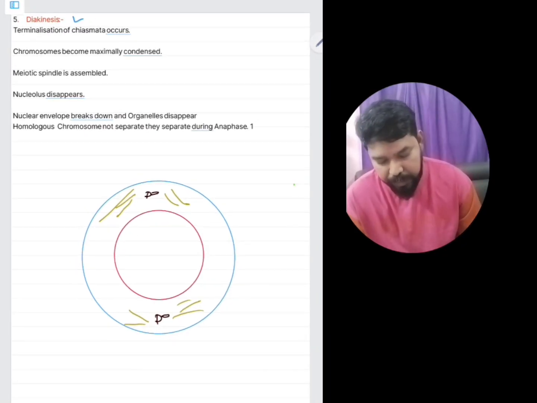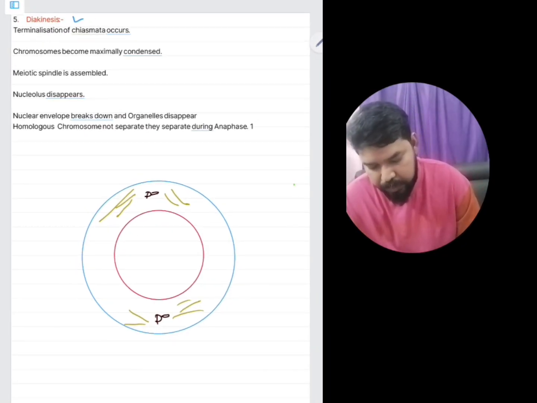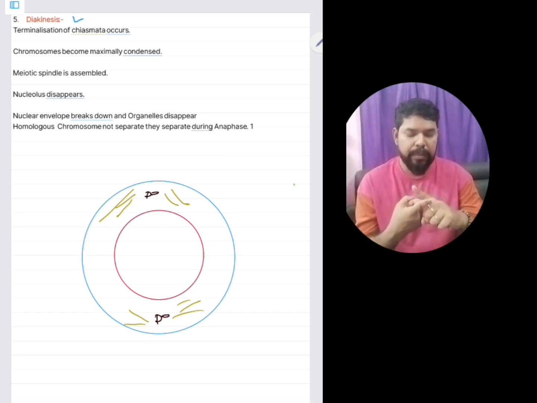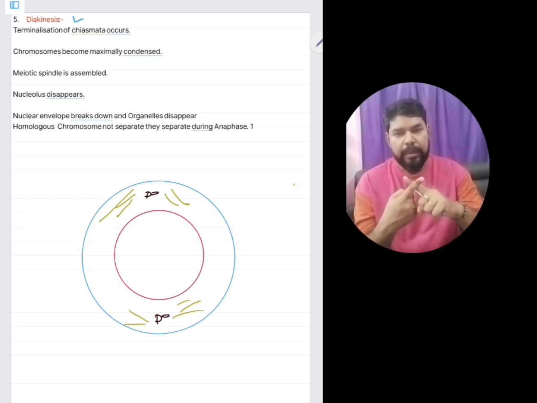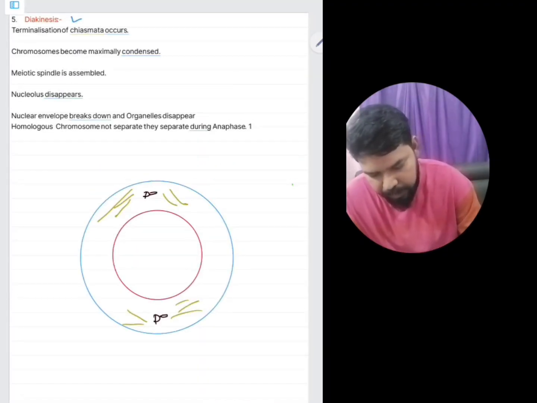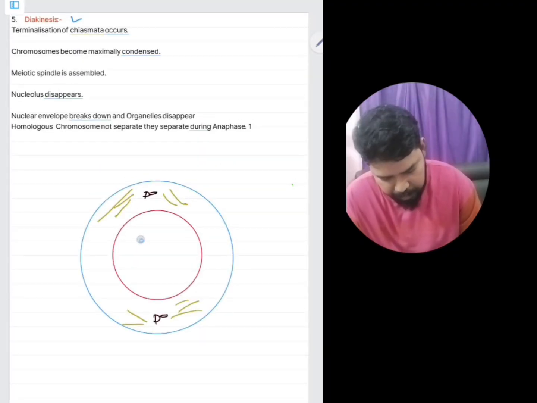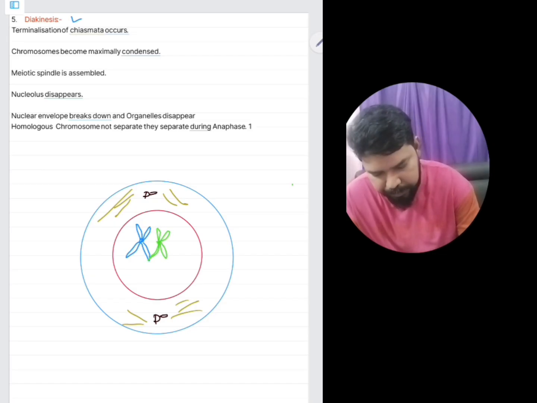Okay, so see here, terminalization of the chiasmata will take place. If this is the crossing point, then terminalization will take place. That means if it is the crossing point, then it will end and end. This is the terminalization point. Now what will happen to that chromosome? What will be the condition of this one? Here you have seen the terminalization has taken place.